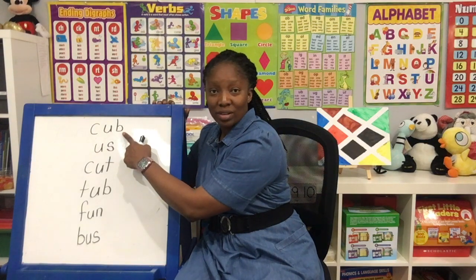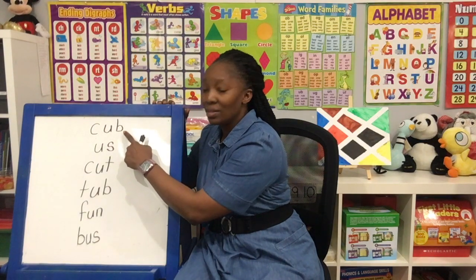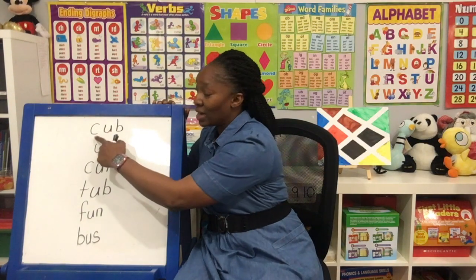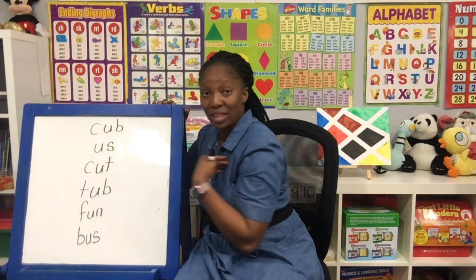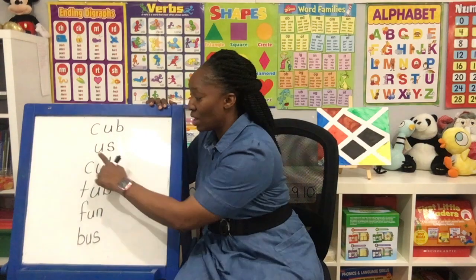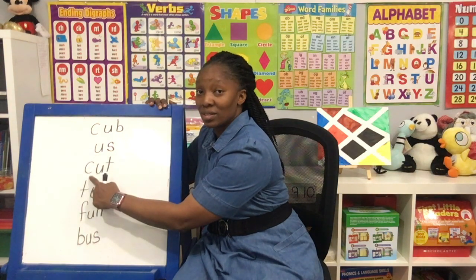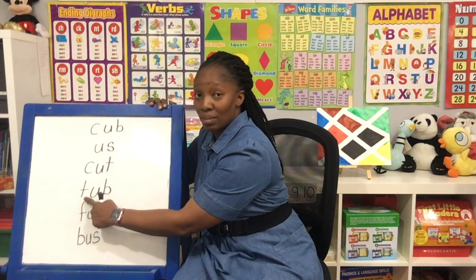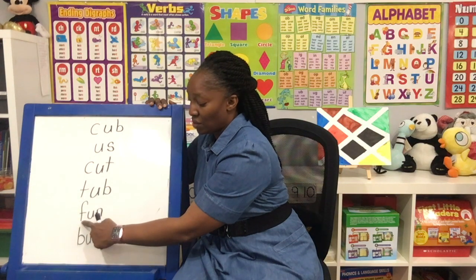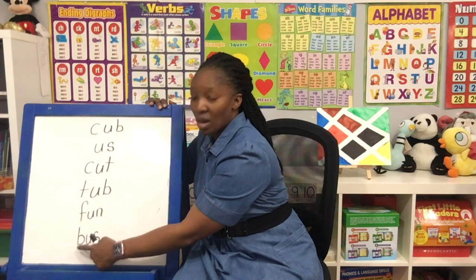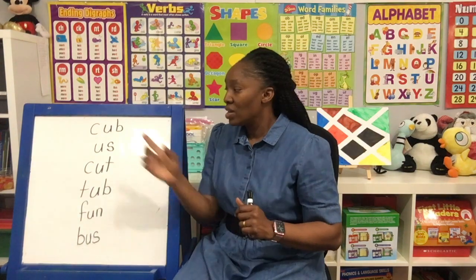Let's say that word. Cub. Say it with me. Cub. Good. I will say the word and I want you to say it after me. Us. Cut. Tub. Fun. Bus. So let's look at that word.